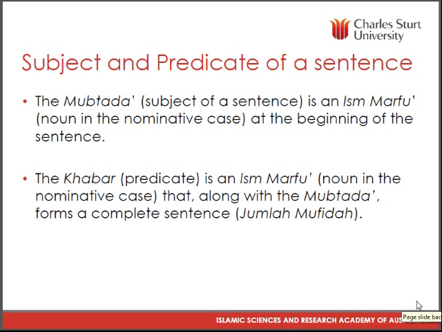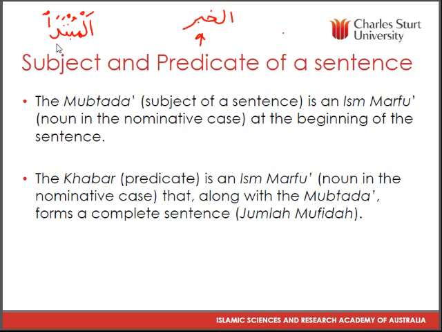Now we will talk about subject and predicate of a sentence in Arabic. Subject is al-mubtada, predicate is al-khabar. Nominative sentence that starts with noun has these two parts. Okay, they have mubtada and khabar.